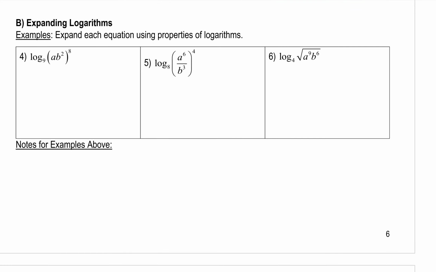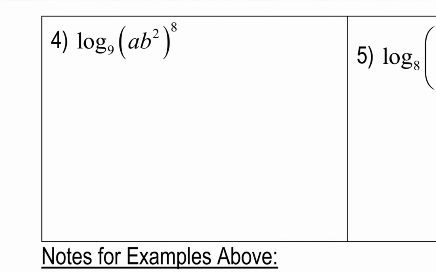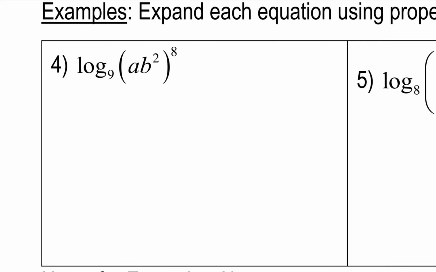Expanding is the same thing. I'm just going backwards now, right? So I want to expand everything out. So now I'm not going to rewrite the rules because we're going to use the same rules as above. We're just going to go backwards now. So the first thing that I would do on here is if I ever have an exponent like this, I would go ahead and distribute this exponent to both letters inside the parentheses. Okay, so that gives me log 9 a to the 8th and then b to the 8 times 2, so 16.